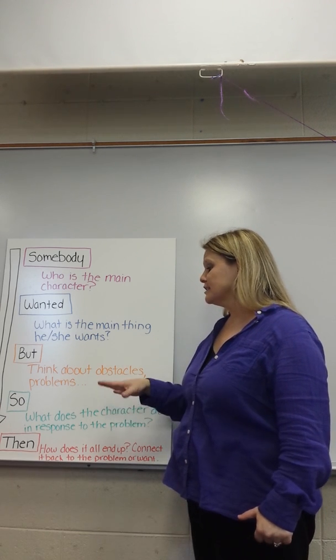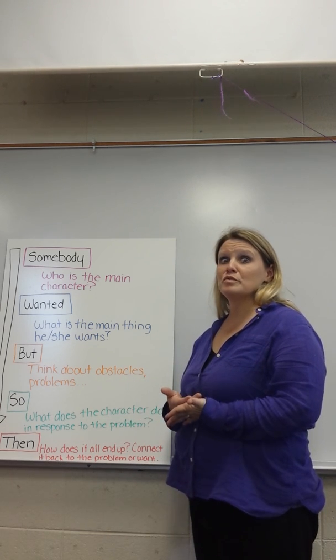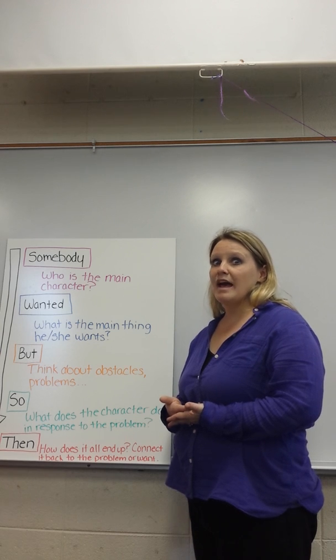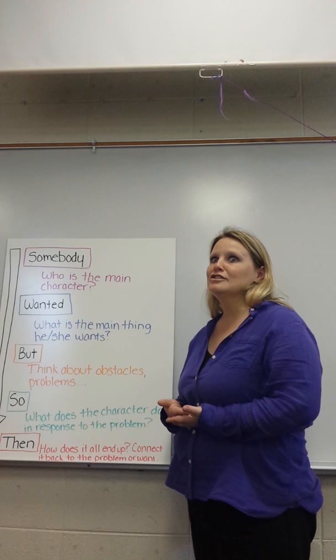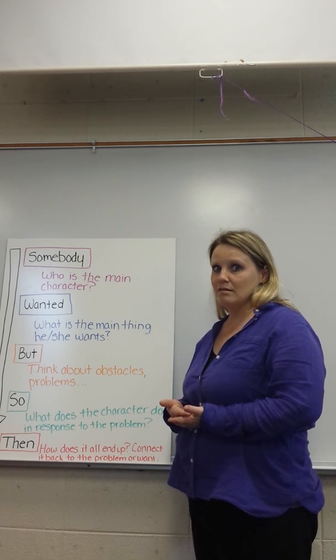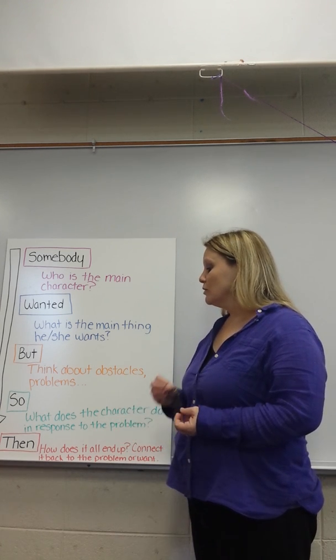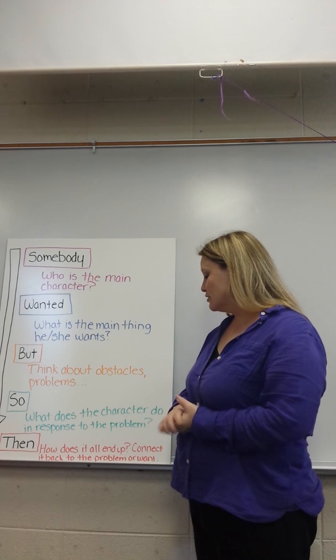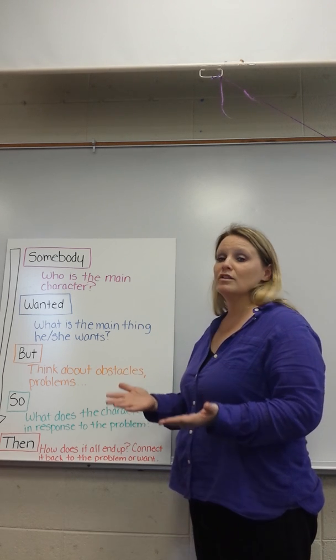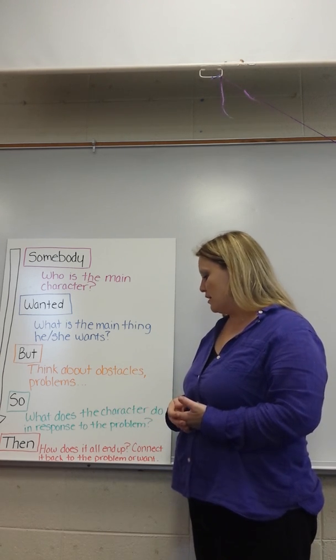As well as the so. So what did the character do when these problems and obstacles happened? What did they do to try and make them go away so they could continue to strive for what they wanted? And then finally, you end with then. And how does it all end up? How does the story end up?